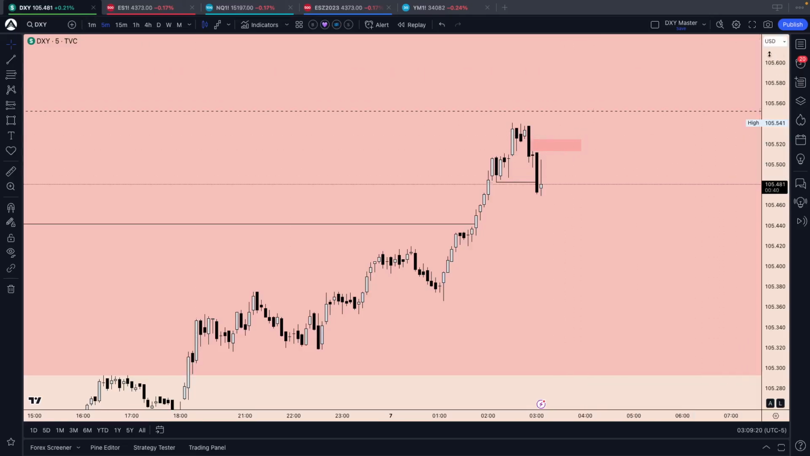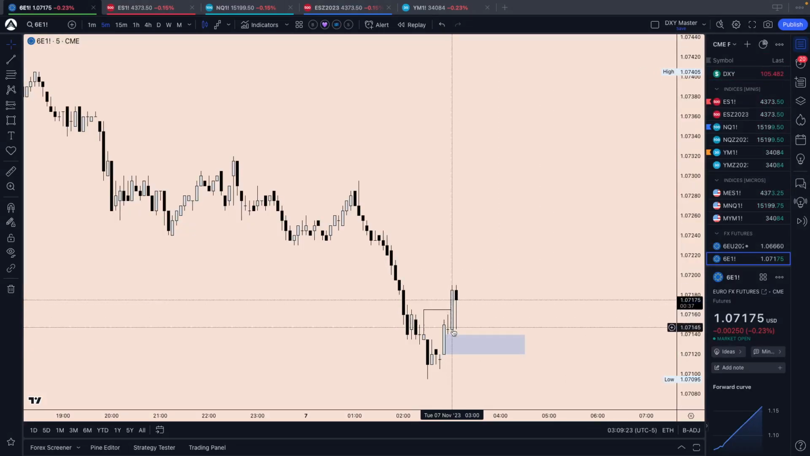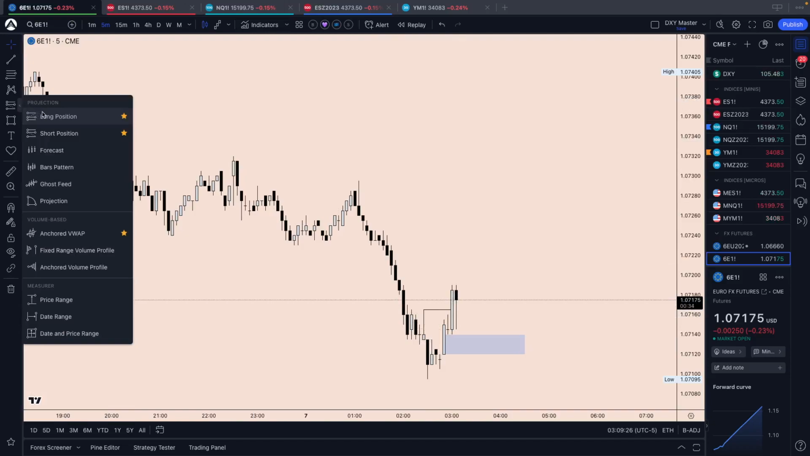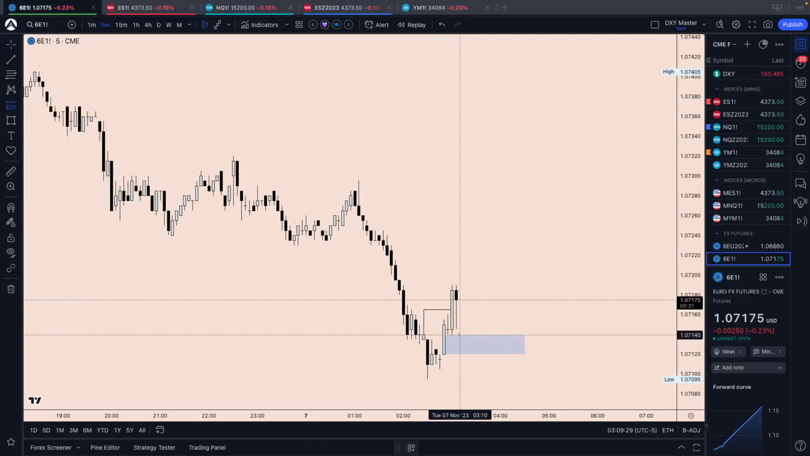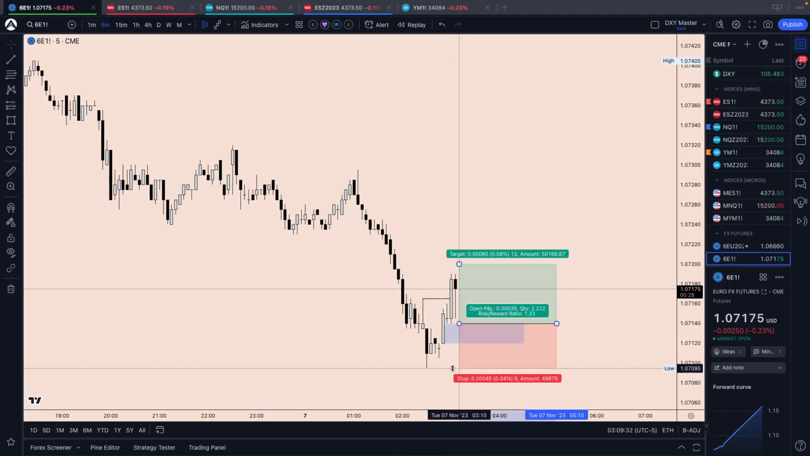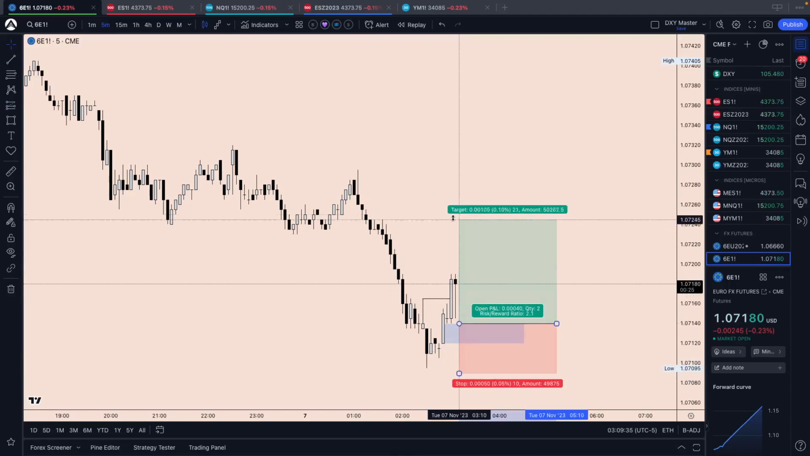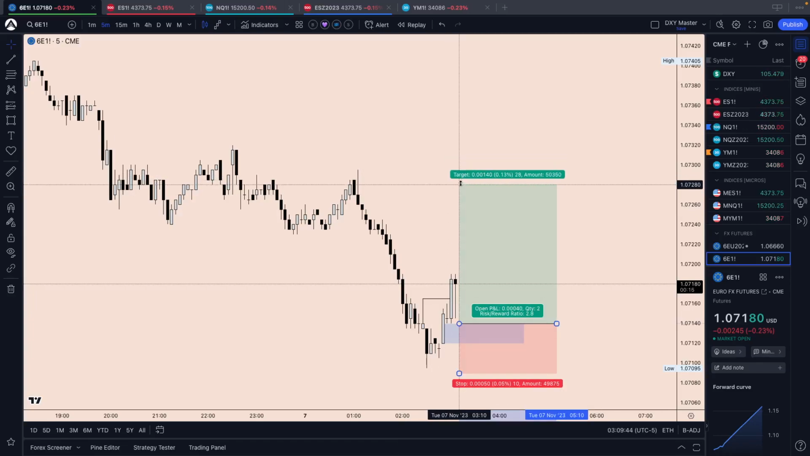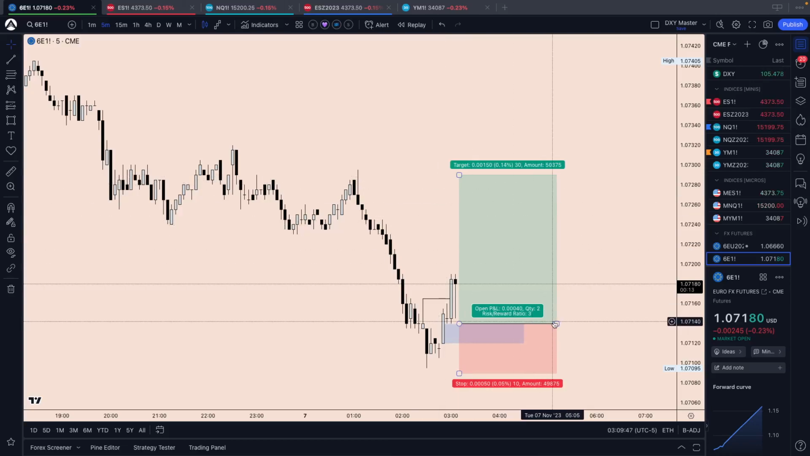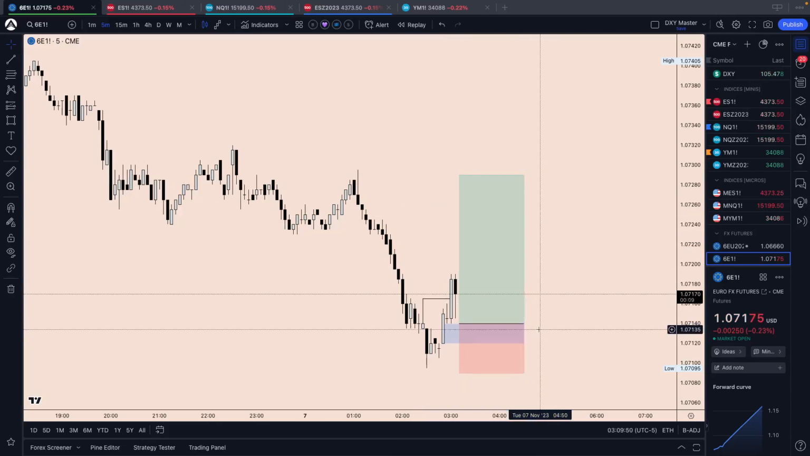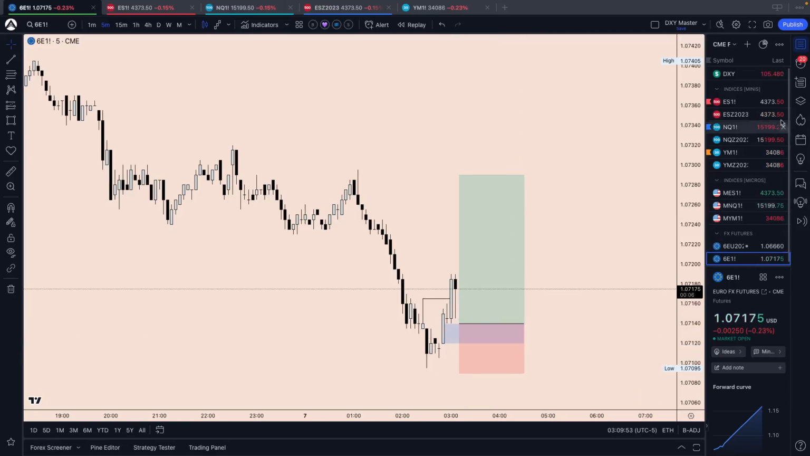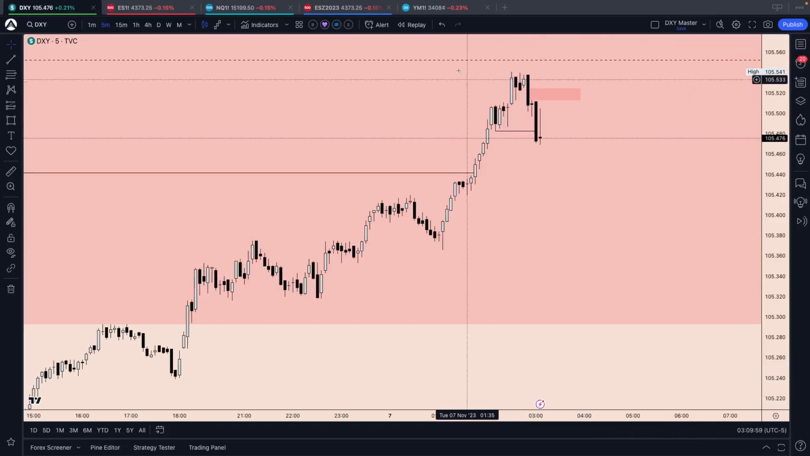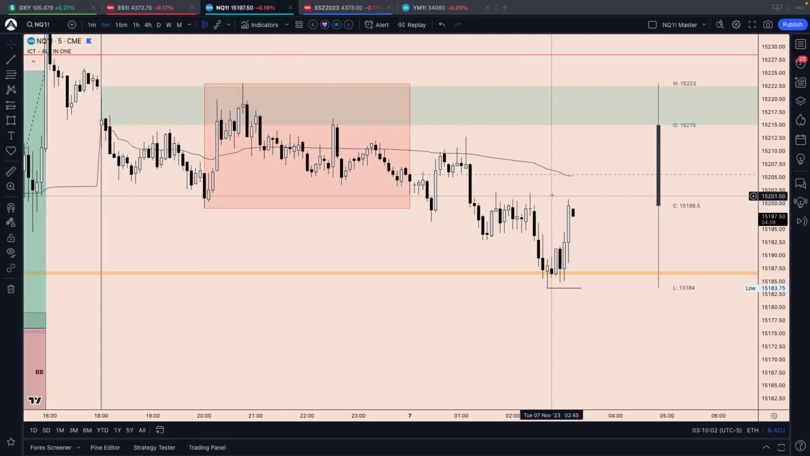DXY starting to reject. Euro futures contract didn't fill the bullish fair value gap. So this was what our entry would look like. 10 ticks. Target a 2-to-1. Could also just target liquidity for a 3-to-1. But let's look at the DXY again. DXY continuing lower could help us for the indices to continue up higher.